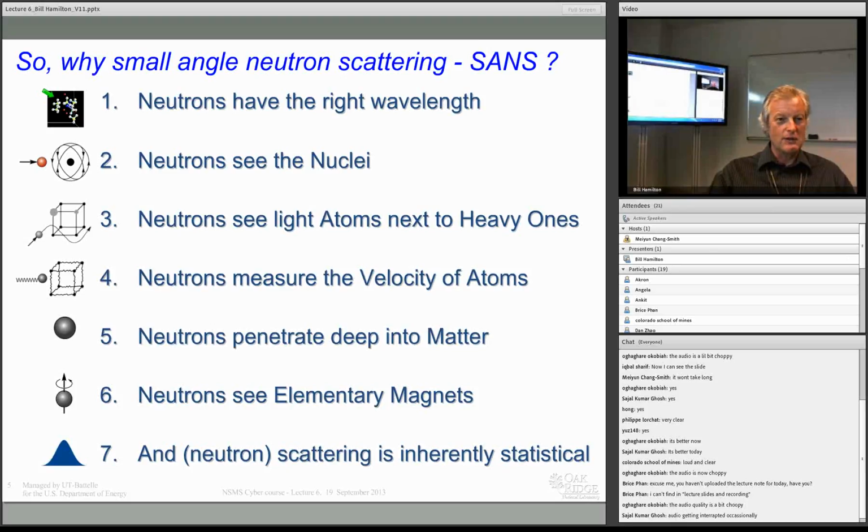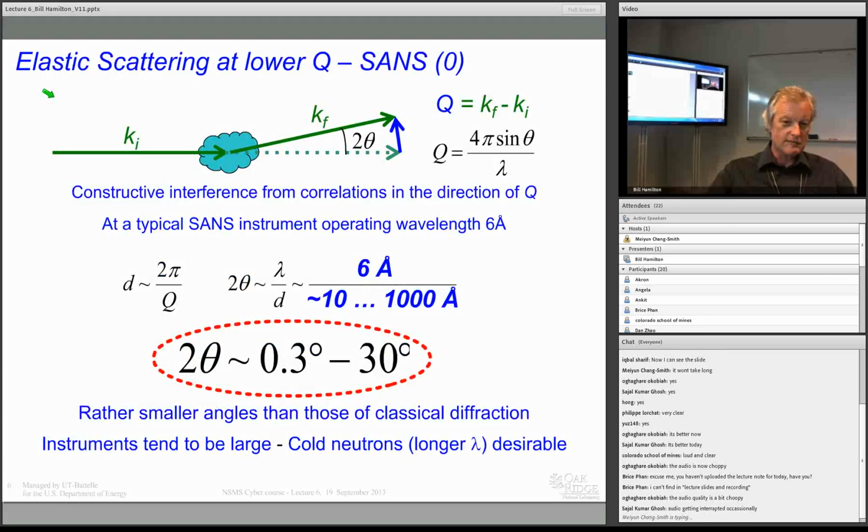Why neutrons for small angle scattering? Well, essentially, the neutrons have the right wavelength. They see nuclei, they see light atoms next to heavy ones. We're not going to talk too much about the velocity. They penetrate deeply in matter, which is why we get that flexibility in the sample environment. We won't talk about magnetism, but very briefly, it is a statistical technique. A statistical technique just means that when you say it's typical, it really is typical because you've measured millions of them.